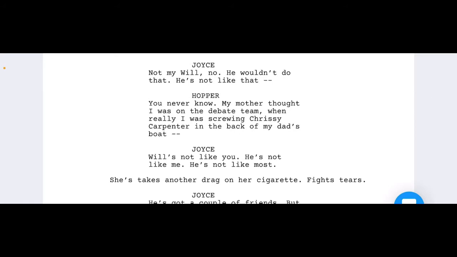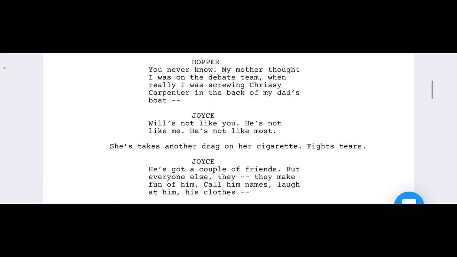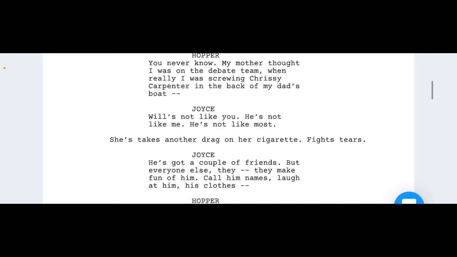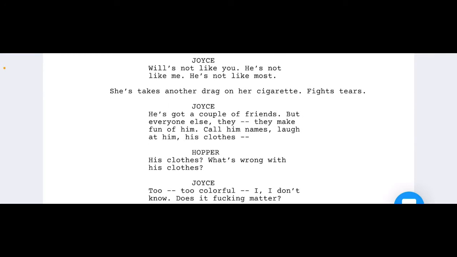Joyce says, no, not my Will, no. He wouldn't do that. He's not like that. So Joyce is trying to communicate to Hopper that she doesn't think there's nothing wrong, and that this is out of the ordinary. And Hopper says, you never know, my mother thought I was on the debate team when really I was screwing Chrissy Carpenter in the back of my dad's boat. So he's trying to lighten the mood and once again reassure her that he's fine by giving an example of what he'd done as a kid.